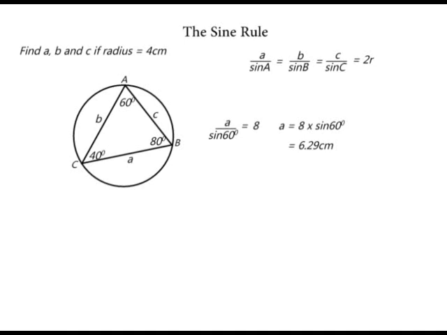b over sin B is equal to 2R. So b over sin 80 degrees should be equal to 8. b is 8 times sin 80, and that is 7.9 centimeters. Finally, c over sin C is equal to 2R. c over sin 40 is equal to 8. c is 8 times sin 40, and that is 5.1 centimeters.